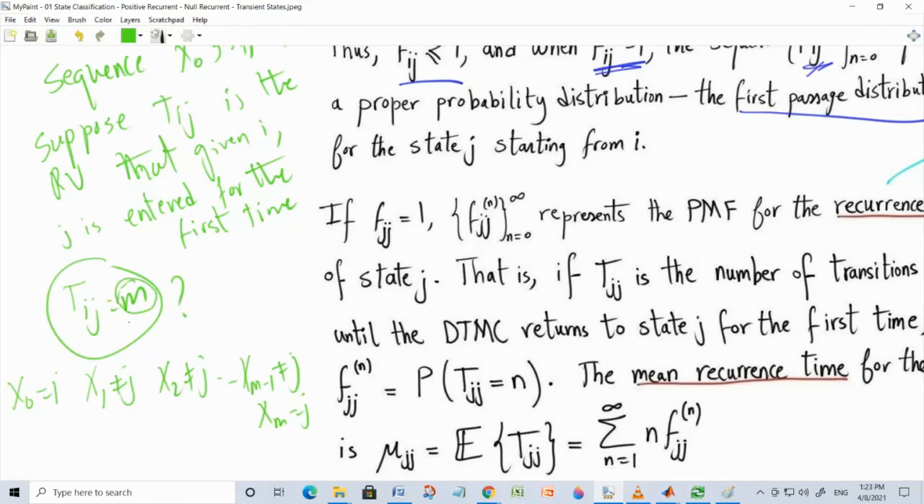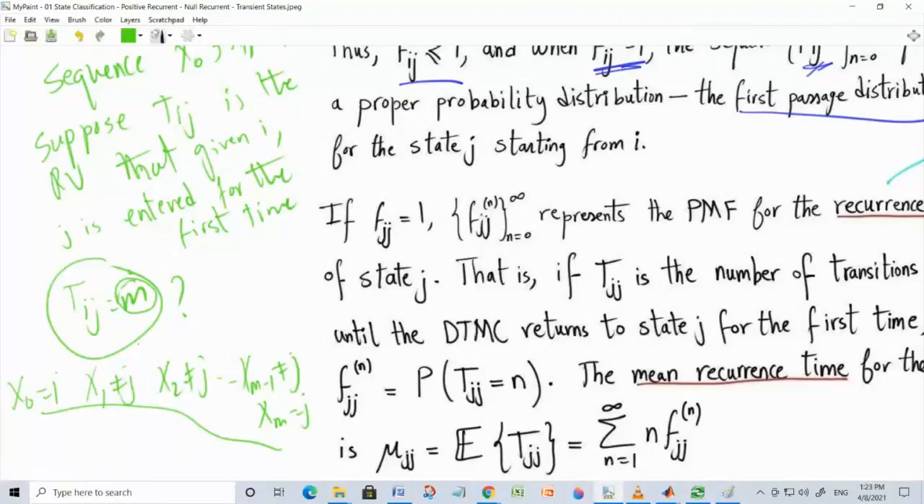So if you study this event that the stopping time, or here basically the first passage time, is m, what do you need to know? Do you need to know every x? No, you just need to know x of 0, x of 1, up to x of m. And basically this event is true if x of 0 is i, x of 1 is not j, x of 2 is not j, x of 3 is not j, up to x of m minus 1 not j, but then x of m is j. Otherwise it is not true.